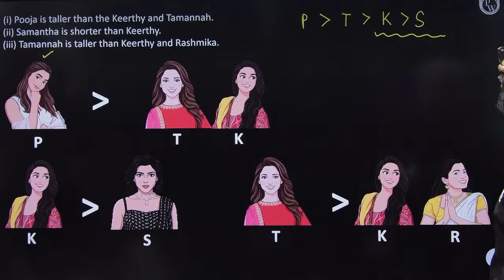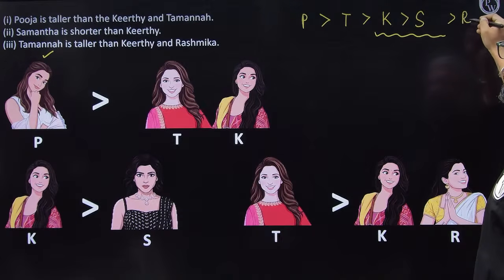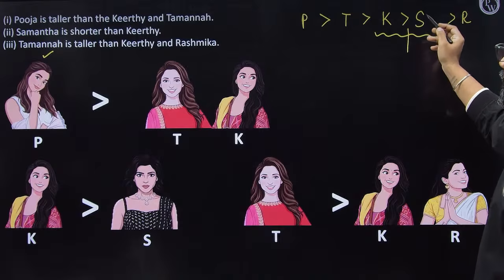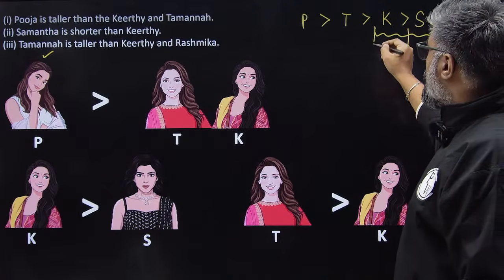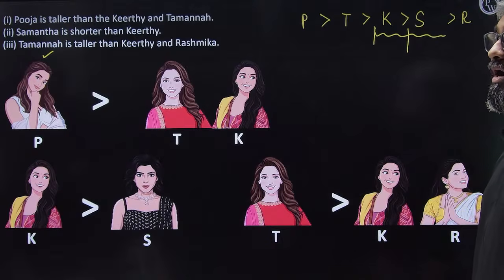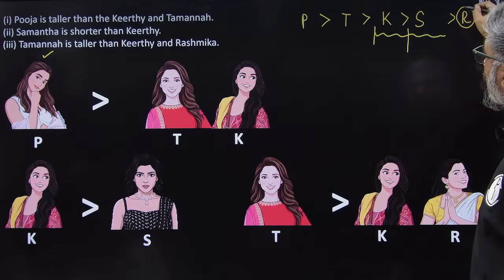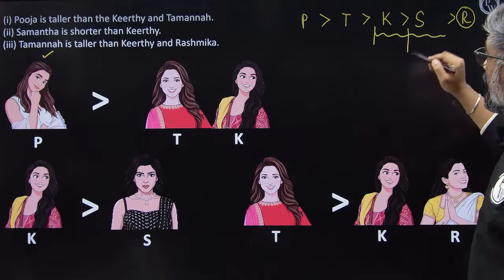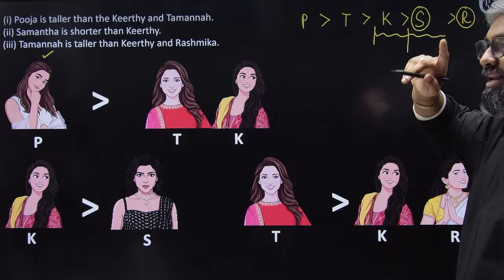Who could be the shortest here? In one case I can keep Rashmika here, or Rashmika can be here, taller than Samantha but shorter than Kirti, or Rashmika can also come here, correct? Yes, so ultimately what do I know, who could be the shortest? Either Rashmika is the shortest, or Samantha could be the shortest. Clear? Very good, very good.